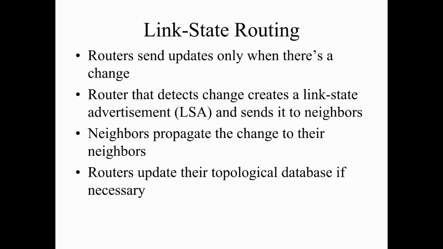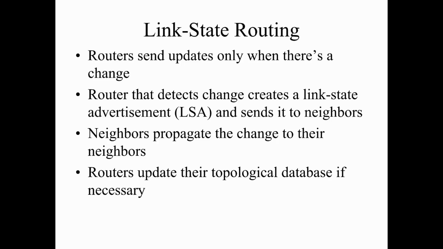Link state routing protocols normally deal with sending updates only when there is a change. That way we don't have to waste resources. Routers that detect changes create a link state advertisement, or LSA, and send it to their neighbors. The neighbors propagate the change to their neighbors and so forth. Again, once everyone knows about all changes, it's converged.